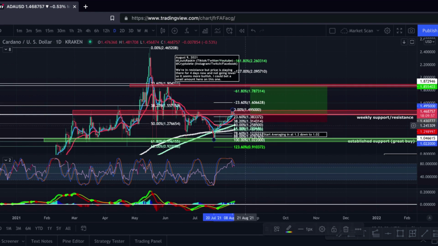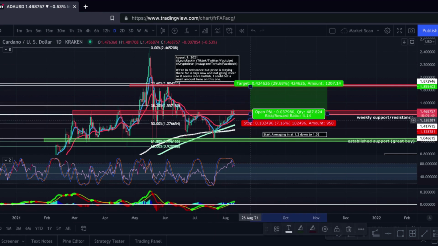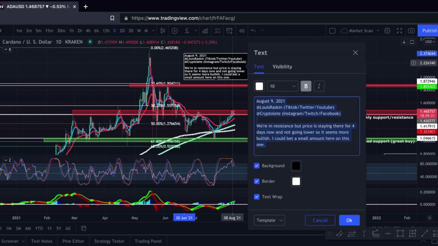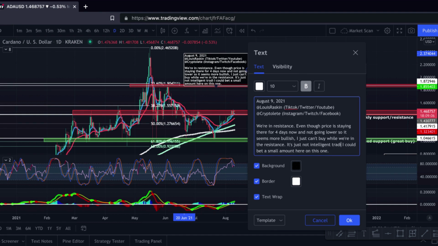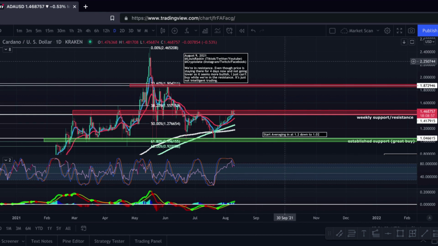Is it going to come all the way back down? Is it in the range? It's so difficult. This is in the range, but if it breaks down, it seems sort of stupid to buy it up here, to be honest. But I just can't do it. No, we're in the resistance. Even though price has been staying there for 4 days now and not going lower, so it seems more bullish, I just can't buy while we're in the resistance. It's just not intelligent trading. Yeah, I just can't do that, you know?